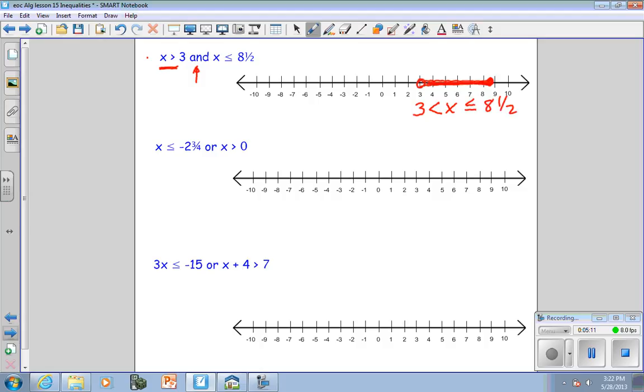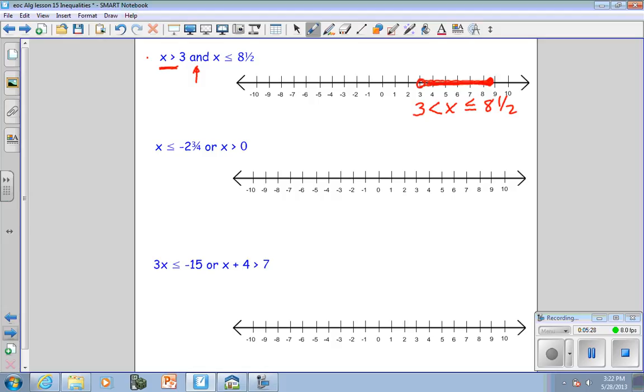So this is read from the inside out. You read the x first, you say x is greater than 3 and less than or equal to 8.5. It only works when we have an and statement though, as you'll see in the next example.